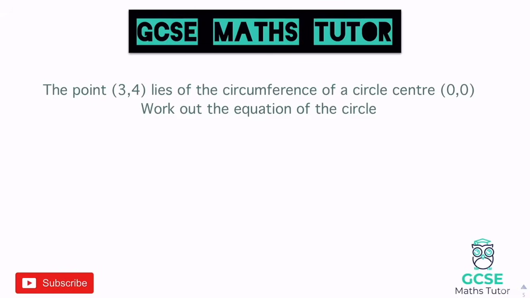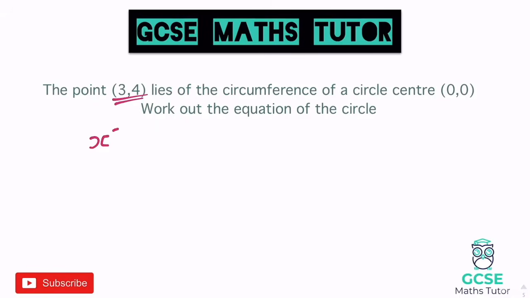Okay, so the point (3, 4) lies on the circumference of a circle, centre (0, 0). Work out the equation of the circle. Now it's quite an easy way of doing this, because if we know that this point is definitely on the circumference, then we can just use our equation of a circle. There are 2 different ways I'm going to look at this, but I'm going to start with this one, because this one's quite a nice one.